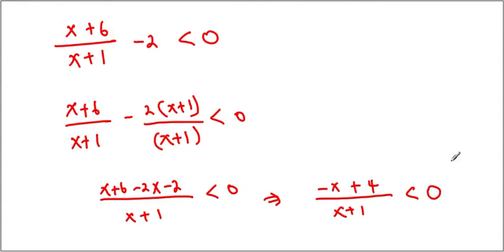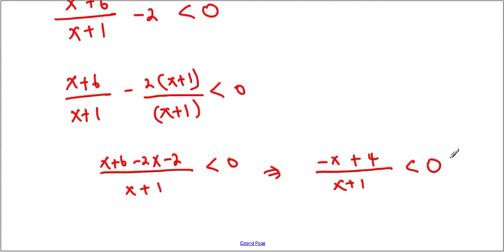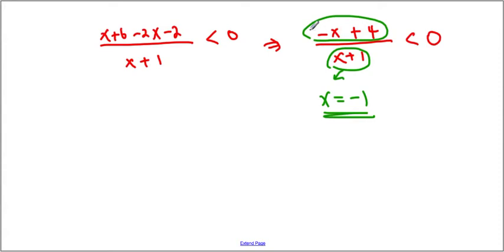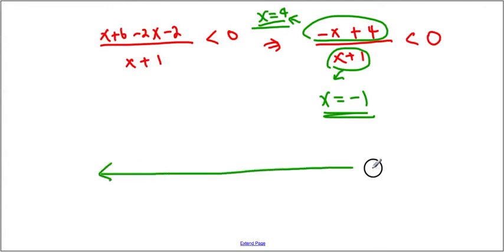Now, this is the part where things become nice and interesting. From our fraction, we can set the bottom equal to 0. That means x will be equal to negative 1. That will be one boundary. And we can set the top equal to 0. That means x will be equal to 4. That will be another boundary. So on a number line, we have two boundaries, negative 1 and then 4, which create 3 intervals.